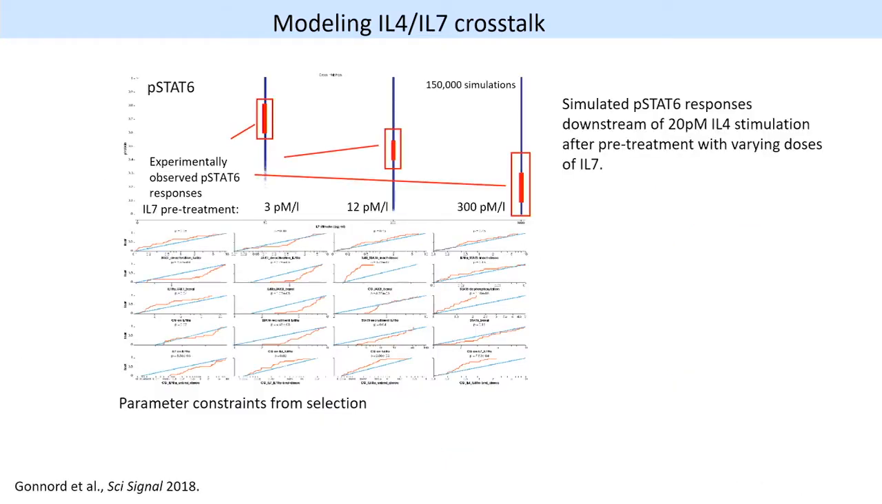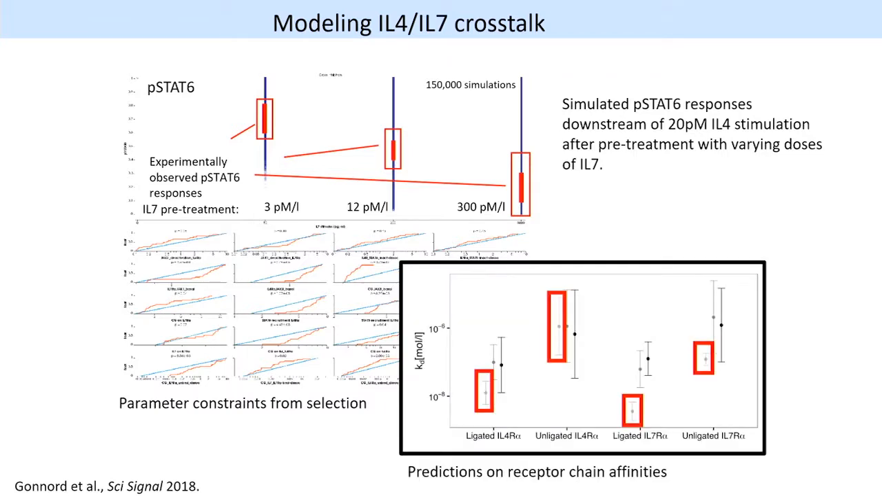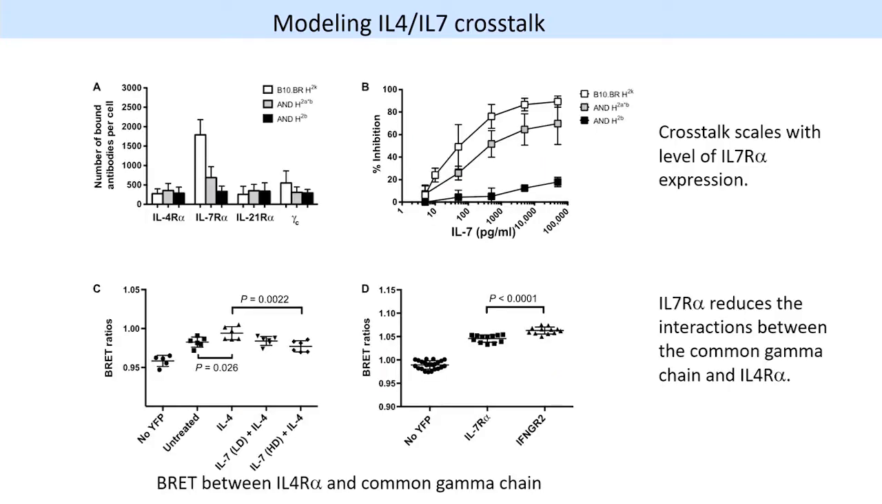And now, suddenly, we were able to reproduce very nicely the experimentally observed suppression of IL-7 on IL-4, and we could make nice predictions about the hierarchy of the affinities between the private chains and the common gamma chain. And these findings were nicely confirmed experimentally.